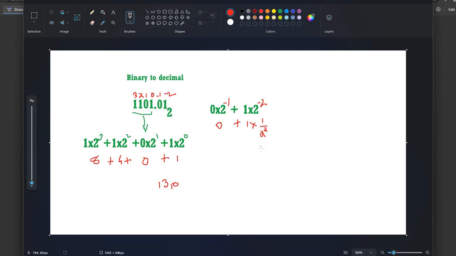This value will be 1 by 4, okay, plus 0. So 1 by 4 plus 0 equal to 0.25.